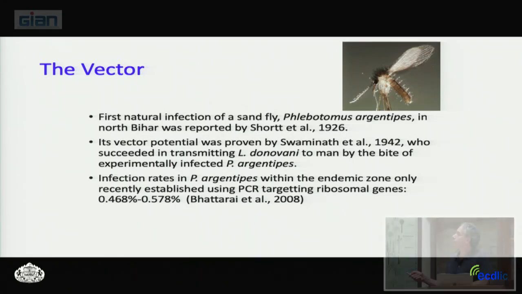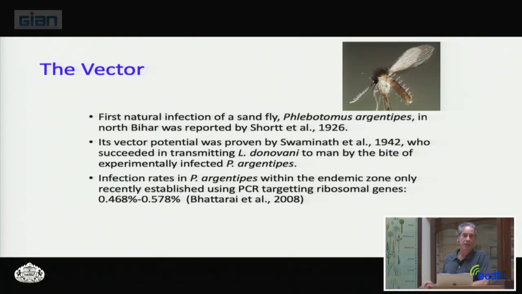So the vector, the first demonstration that sandflies transmitted leishmania was also in India. The first natural infection of a sandfly, Phlebotomus argentipes, in North Bihar was reported by Short in 1926. Its vector potential was proven by Swaminath in 1942, who transmitted the parasite to man by the bite of experimentally infected Phlebotomus argentipes.